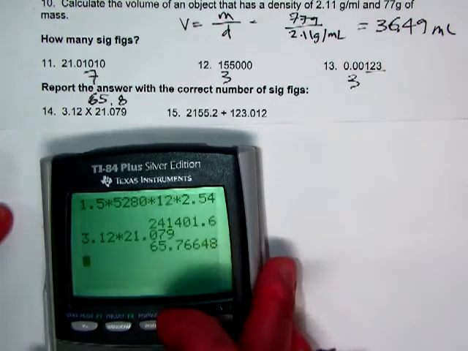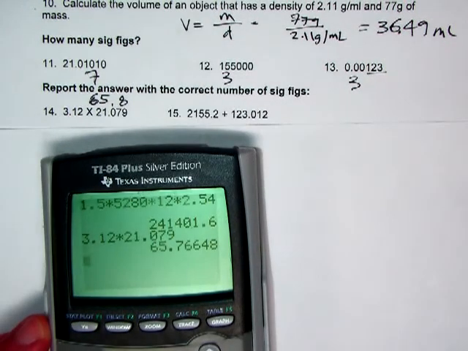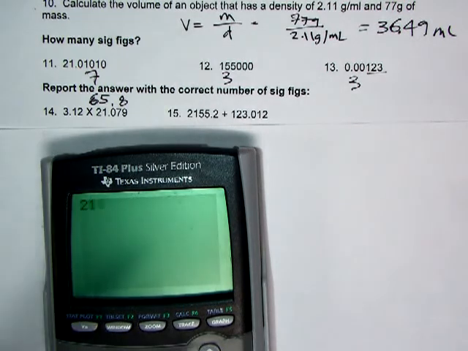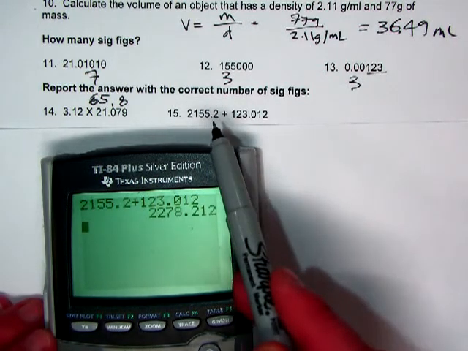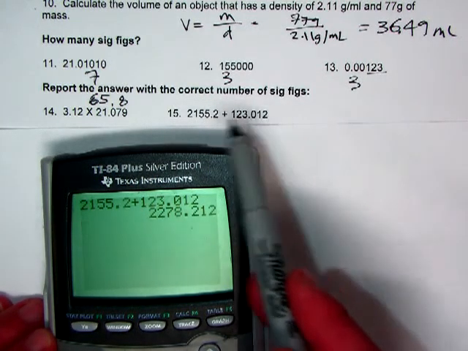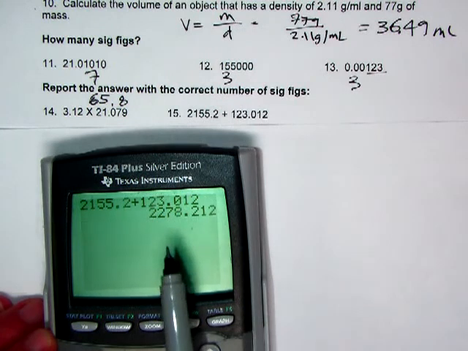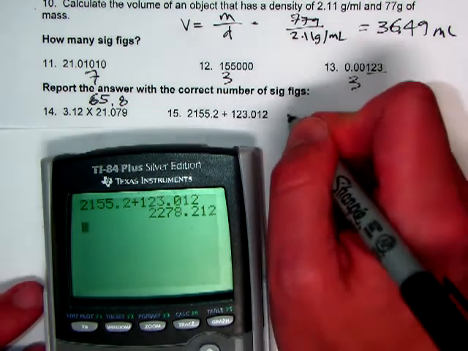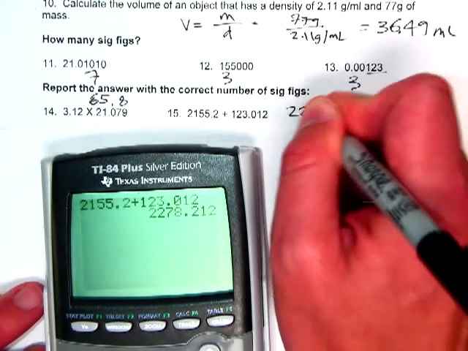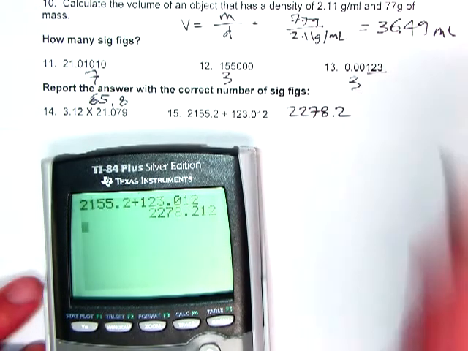For addition and subtraction, it's a little bit different. You just go to the least accurate number, and that's the place that you go. So 2155.2 plus 123.012. And then this one goes out to the 10th place. This one goes out to the 1000th place. So your answer can only go to the 10th place. So 2278.21, and you round that 1 down, so it ends up being 2278.2.